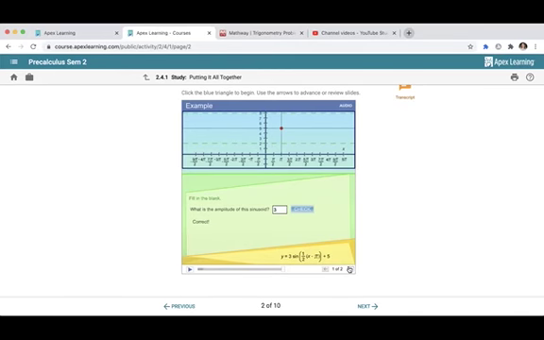Then the next question is, what is the period of the sinusoid? How often is it going to repeat? Sine is normally 2 pi. But in order to get my new one, I have to do 2 pi divided by b, which is this 1/2 value. So my period is going to be 4 pi.